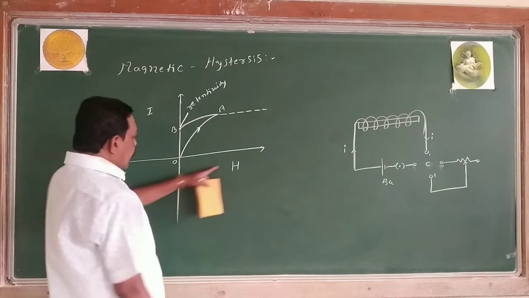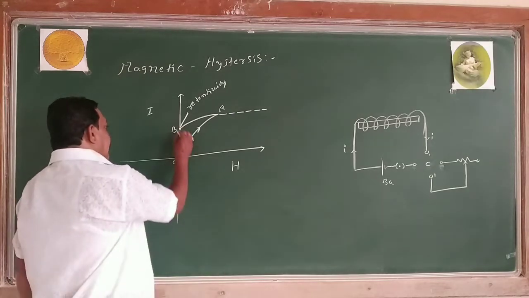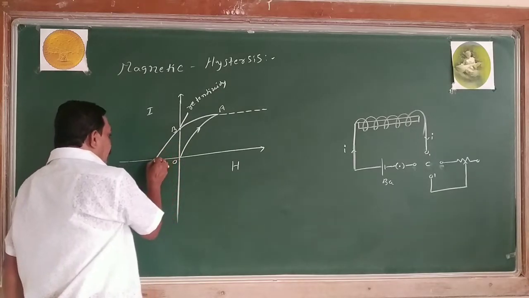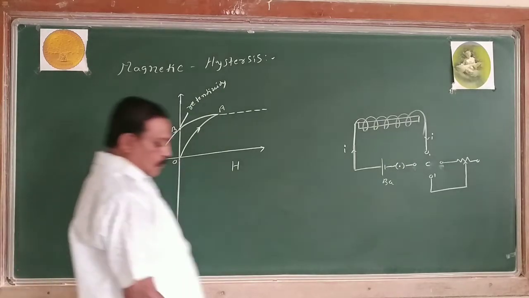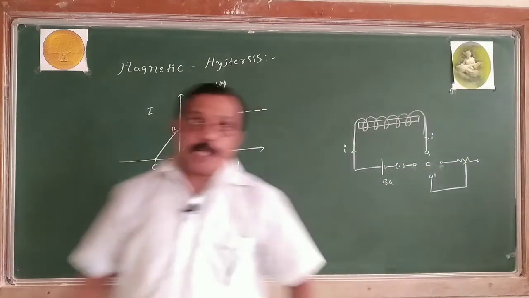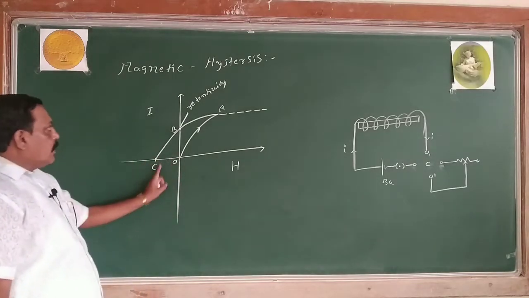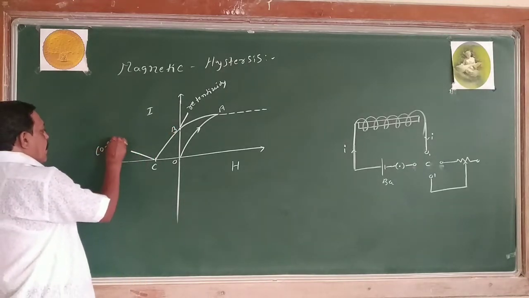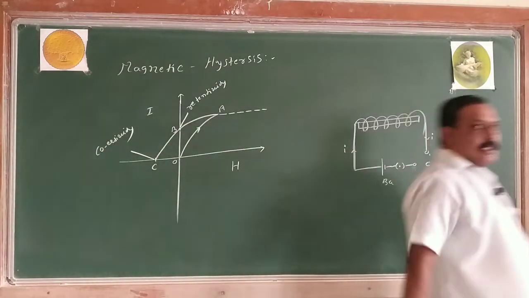By applying the negative value of the magnetizing field, as H increases towards the negative, I decreases. At a particular value of H on the negative side, the intensity of magnetization becomes 0. Whatever magnetic field is left in the material is made completely 0 by applying the negative magnetic field. This is called coercivity. One is retentivity, another one is coercivity.